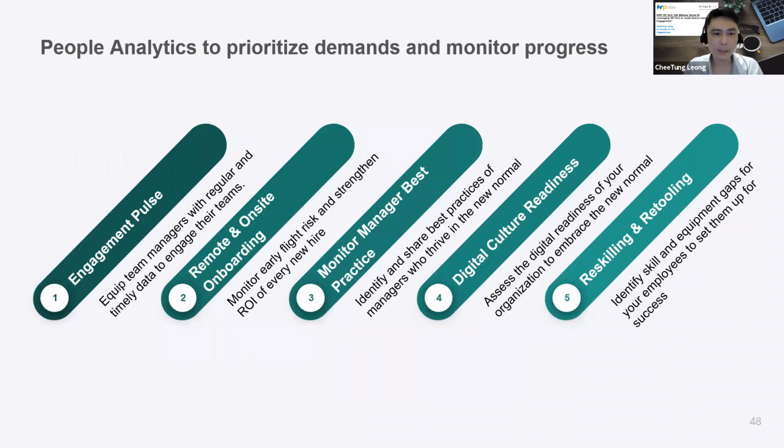These are just some areas: being able to run engagement pulse surveys; for those of you who have the fortune of hiring new people, to run remote and on-site onboarding feedback; and to monitor your manager best practice. Another good example is a company that tracked their manager one-on-one data and found that the frequency of these one-on-ones correlated very strongly with engagement. We also want to make sure that we're digitally ready. And finally, to equip our teams and our team managers with the right skills and set them up for success. Next slide, please.